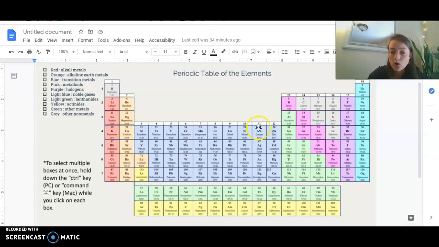Same thing with alkaline earth metals, very similar to each other, and they're going to be located in the same column or group. Oh, and one more thing is that you can find the mass of a particular element. That's going to be the decimal number down at the bottom of the particular square. So hopefully this helps, and I will see you tomorrow.